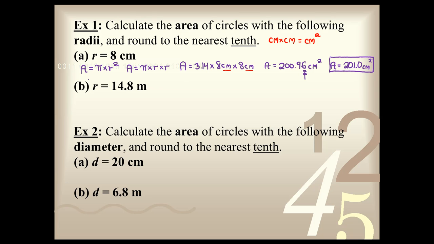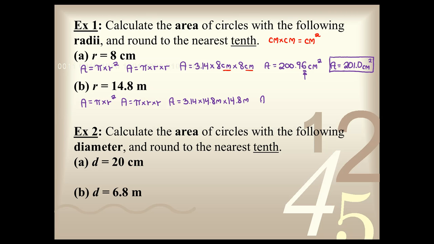Okay, second one, we have r is 14.8 meters. So I can go area is equal to pi times r squared. Again, that's the equation we want to use if we know what the radius is. So this would be equal to pi times r times r. Let's plug these numbers in now. So we'd have area is equal to pi is 3.14 times 14.8 meters times 14.8 meters.